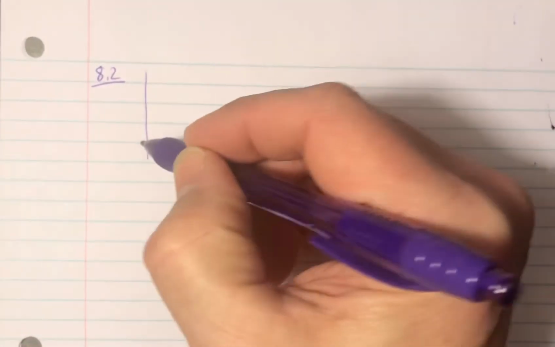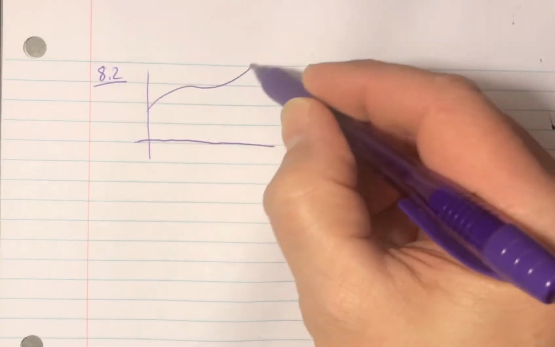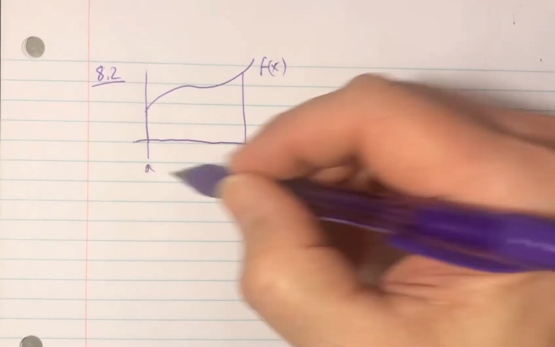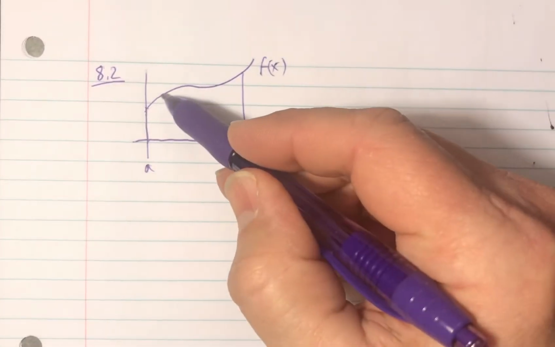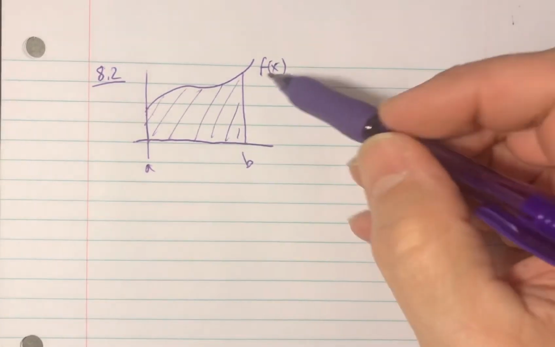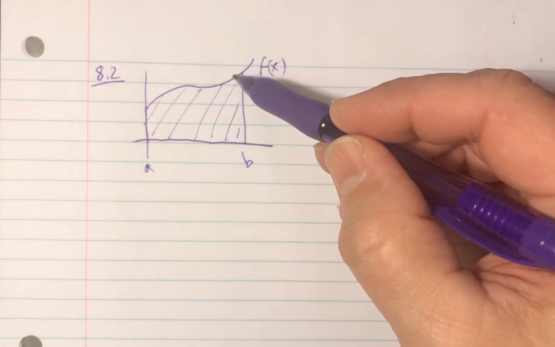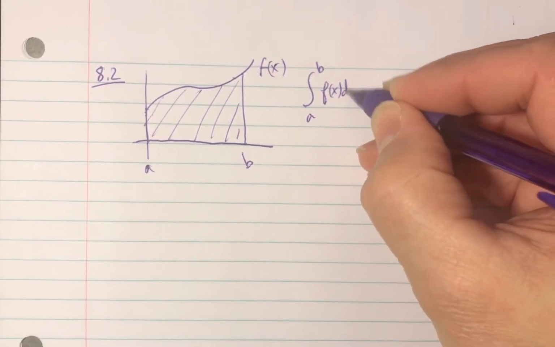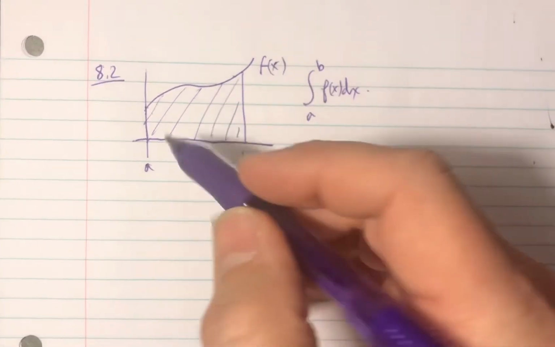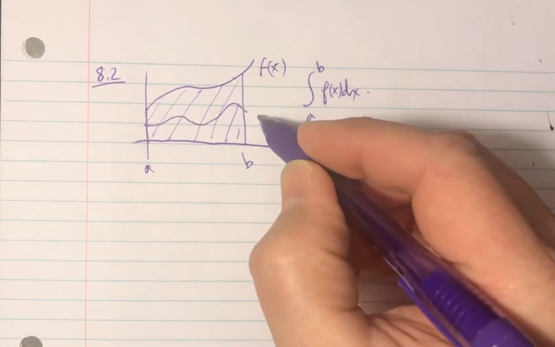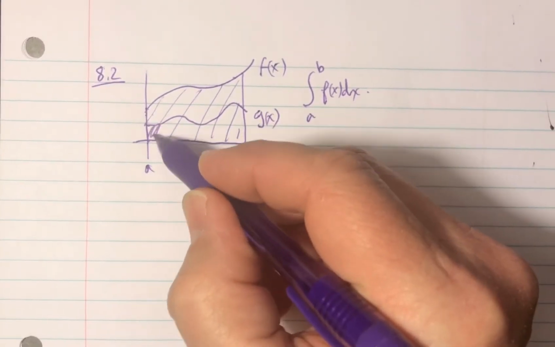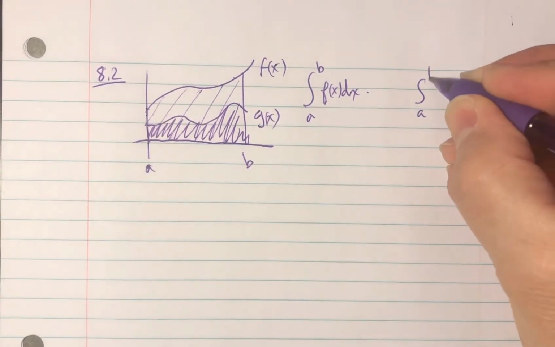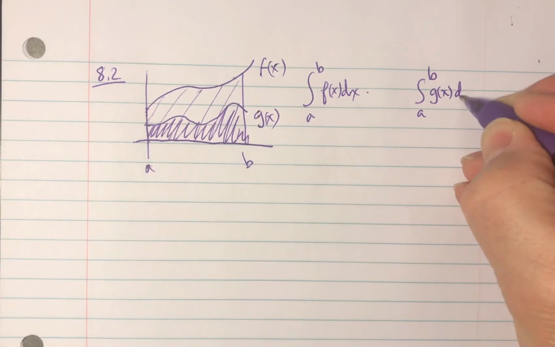But let's suppose we have a function, I'll call it f of x, and it's on an interval from a to b. And if I wanted to find the area under this curve between the function f of x and the x-axis, I could integrate from a to b of f of x. Now, let's suppose we have another function, let's call that g of x, and I wanted to find the area under that curve. Well, that would be the integral from a to b of g of x.